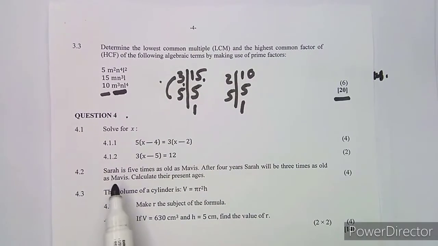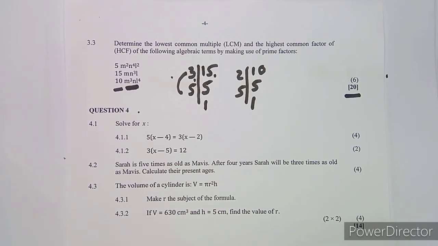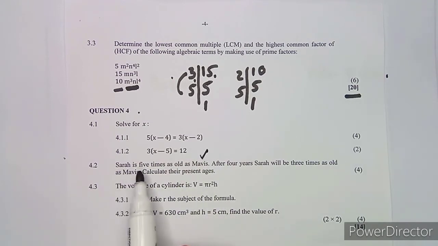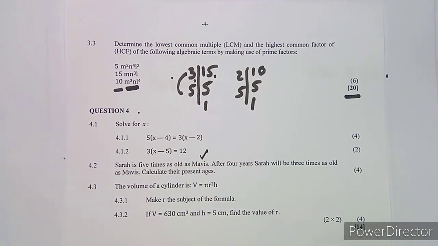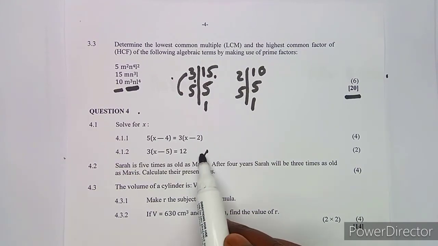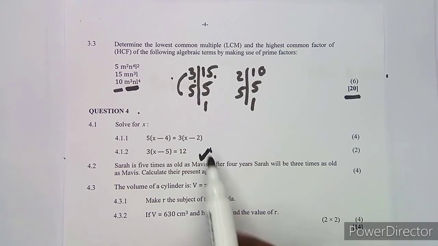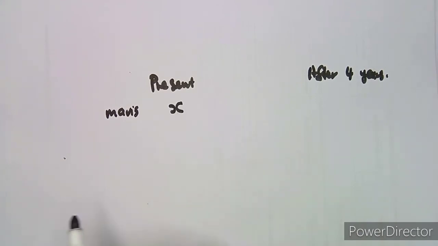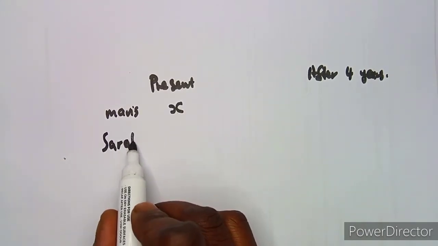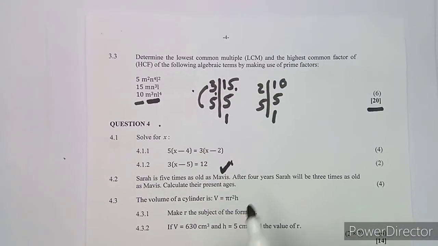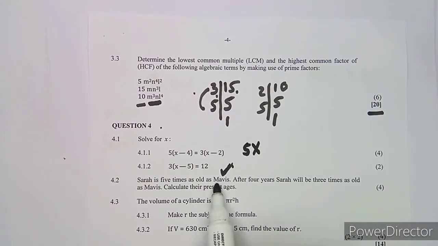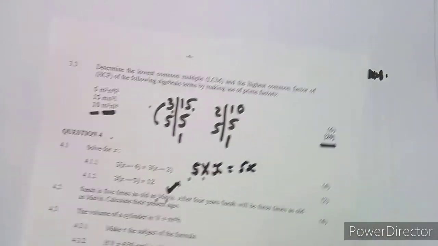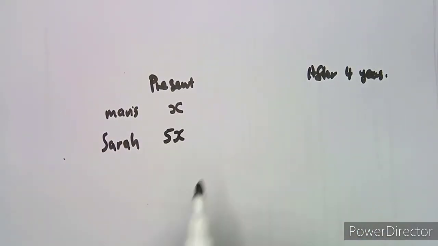So if we are to cross-check here, Sarah is the one who is given her age in terms of Mavis' age, because they are saying she is 5 times as old as Mavis. So it means we can relate according to Mavis' age to say that let Mavis' age be x, present. So that means the one for Sarah is going to be 5 times the one of Mavis, which is x. So 5 times x, which is 5x.